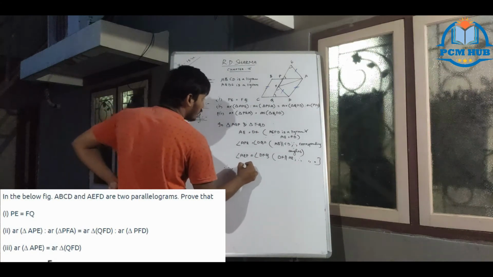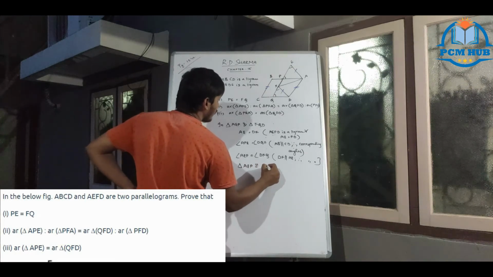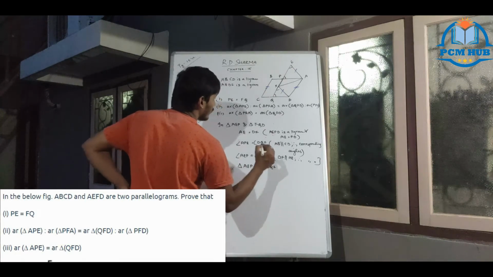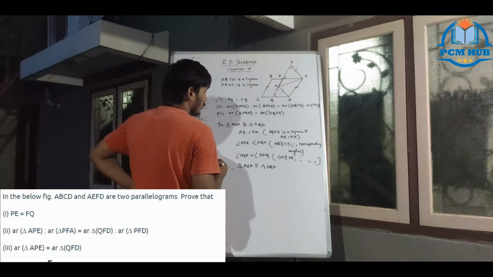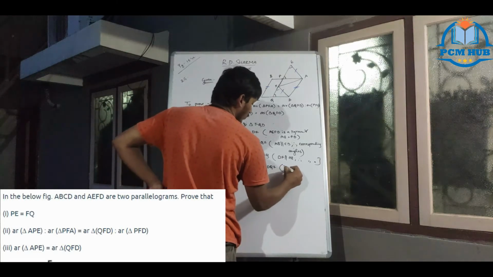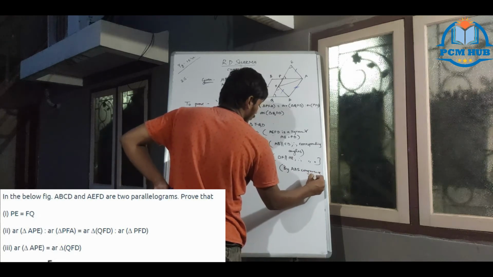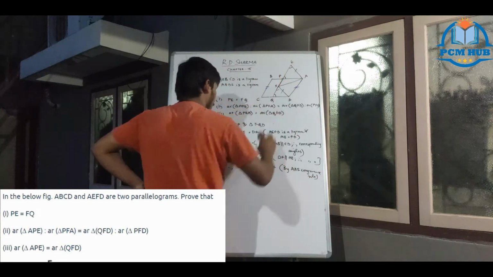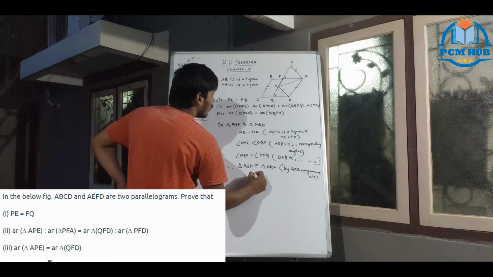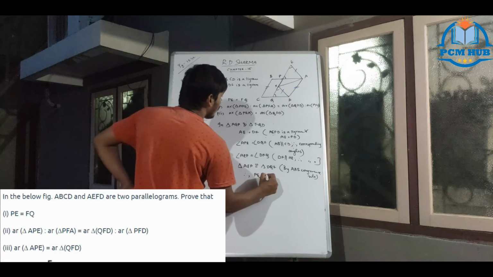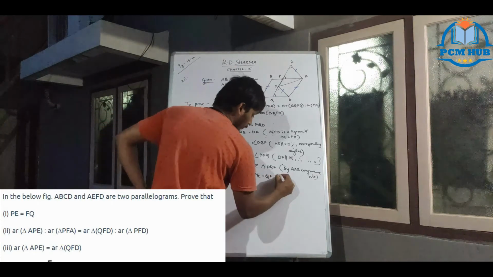Therefore, triangle AEP is congruent to triangle DQF. Right? By which congruence rule? AAS congruence rule. Therefore, AP equal to QF by CPC.